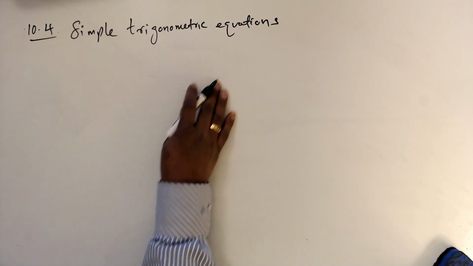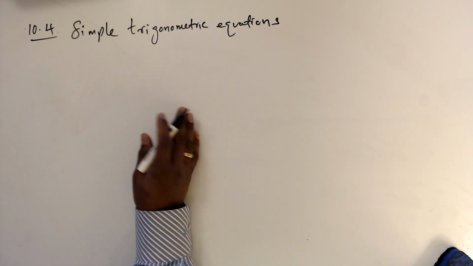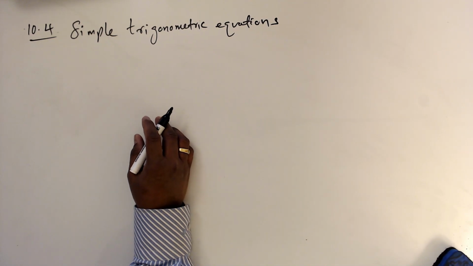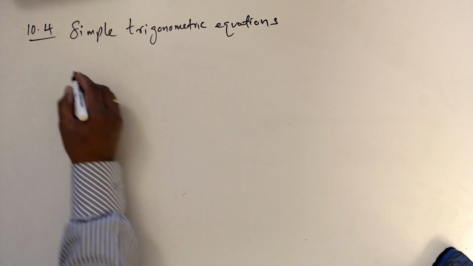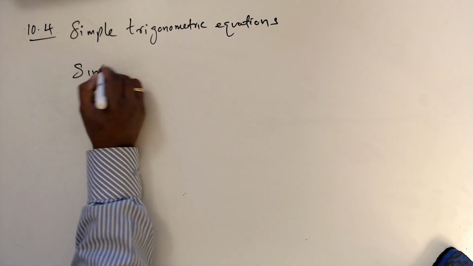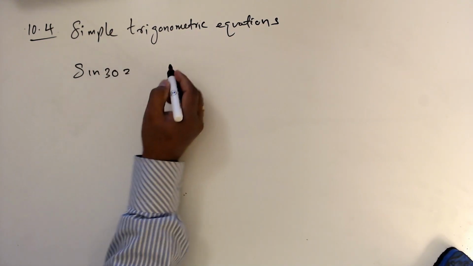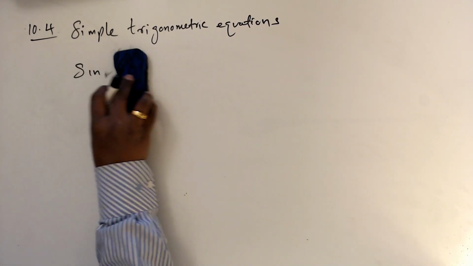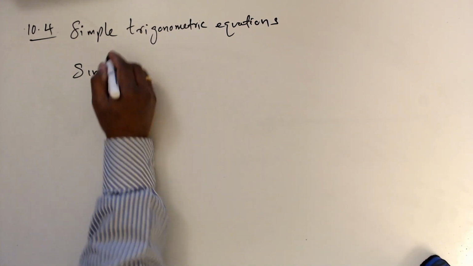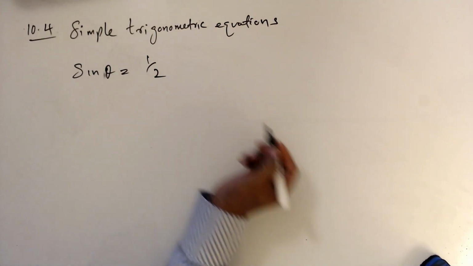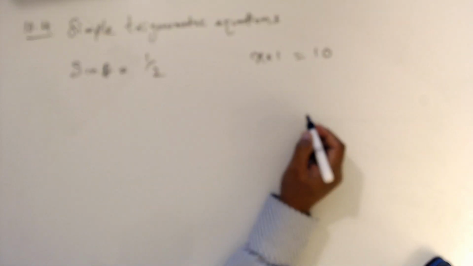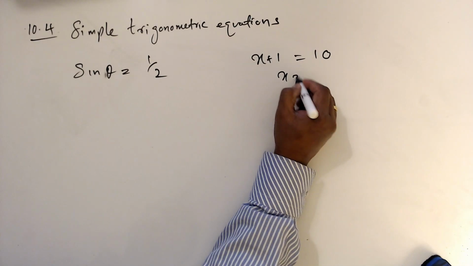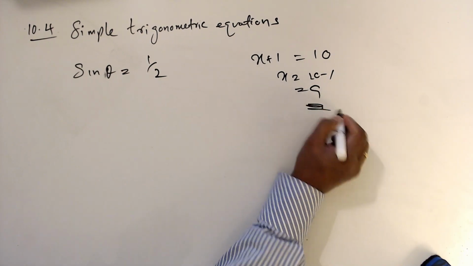10.4 Simple Trigonometric Equations. We'll now discuss how to solve simple trigonometric equations like sine theta is half. Now, x plus 1 is 10. So what is the variable x? It's clear. x equals 10 minus 1, which is 9.